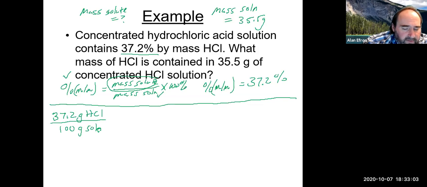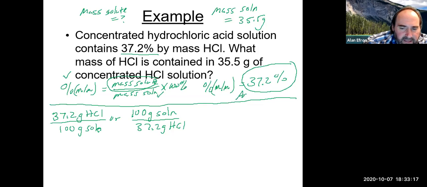Or we could do the conversion factor the opposite way: in 100 grams of solution, there would be 37.2 grams of HCl. Here, I just took the percentage and assumed that we had 100 because that keeps the numbers the same, and I could turn it into two conversion factors. You may want to do that because we do know the mass of the solution is 35.5, so I can approach this as more of a conversion factor calculation.